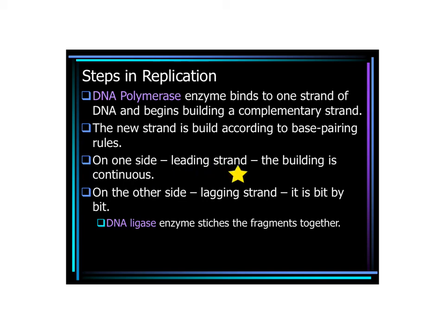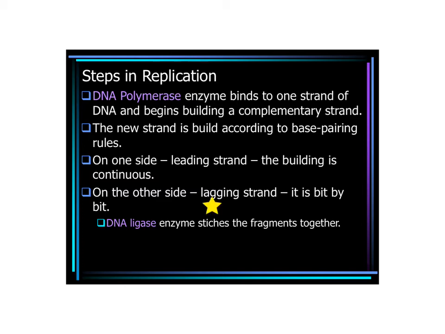On one side, the leading strand, they call it, the building is continuous. So every base just keeps coming in and base pairing, and it just gets all matched up. On the other side, it's called the lagging strand. It's only copied bit by bit in these little fragments. And there's a reason for that. It's because of the way that the DNA has to be copied in one direction only.